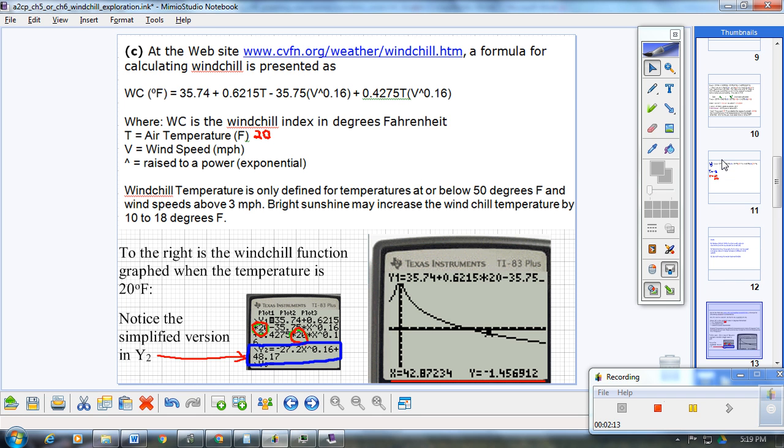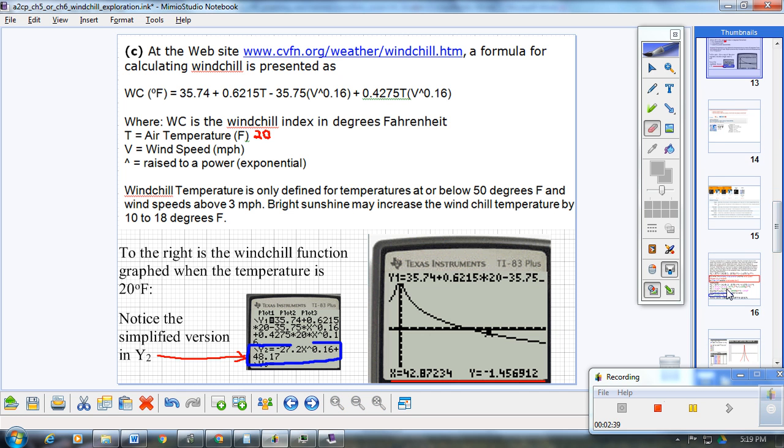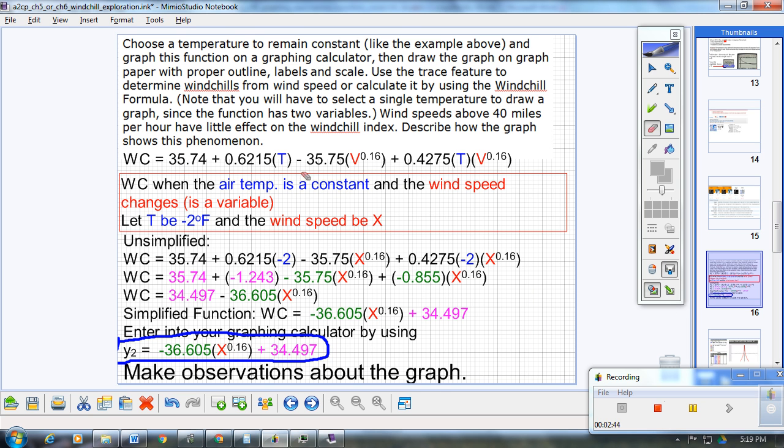We're at letter C. I gave you an example here where we had a constant air temperature of 20 degrees and I let the wind speed be x. Notice how I have an unsimplified version and a simplified version. The unsimplified version is up here, the simplified version outlined in blue. I do show you another example here on how to get an unsimplified version, how to convert that to a simplified version. All you've got to do is combine like terms and use some basic math, multiplication, what have you.